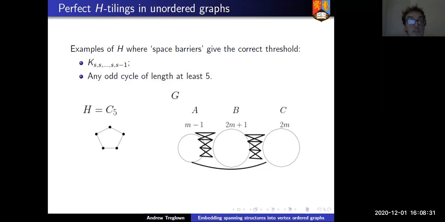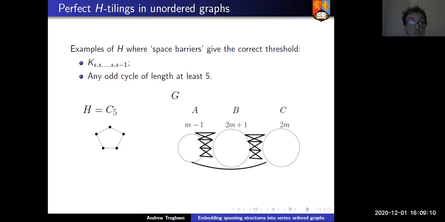And then we also have the other case, where we're talking about space barriers, whatever they are. So there are examples of H where space barriers give you the correct threshold. Examples include, you take what we had before, K_{s,s,...,s}, but then just shrink one of the class sizes by 1. Now the threshold is different to the previous case. Also, if you take any odd cycle of length at least 5, you get a space barrier. So again, I'll just show you one example of this, and then you can think how these examples generalize. So let's look at C5.